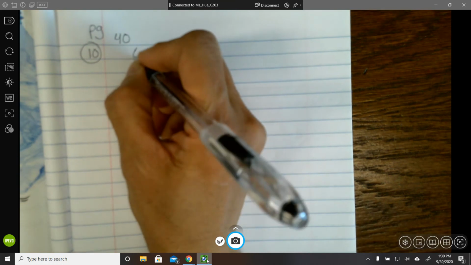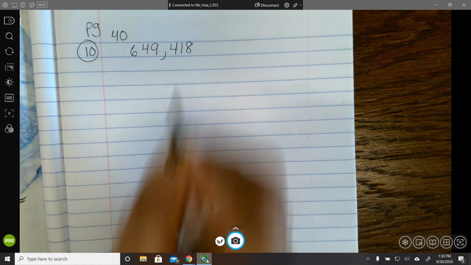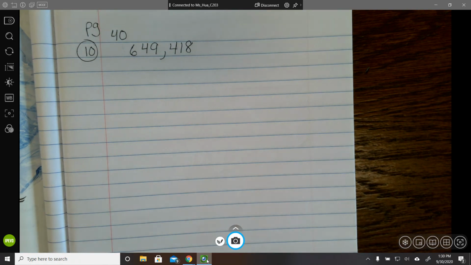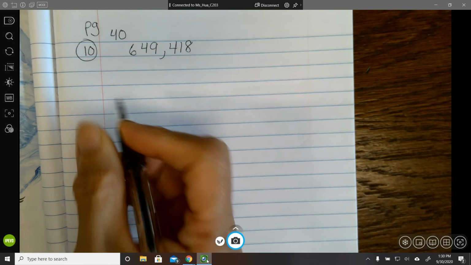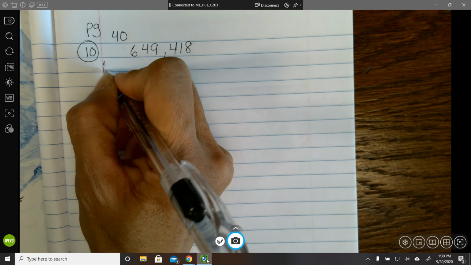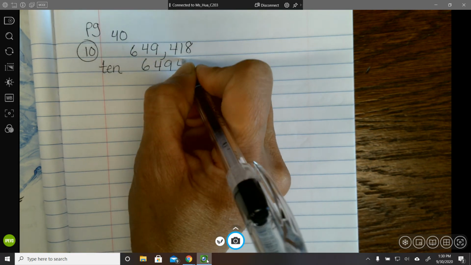All right, this is on page 40, number 10. It says round 649,418 to the following place, to the nearest place values. Okay, so here it goes. The first one, you have to round it to the nearest 10. So I'm going to write down this number, 649,418.